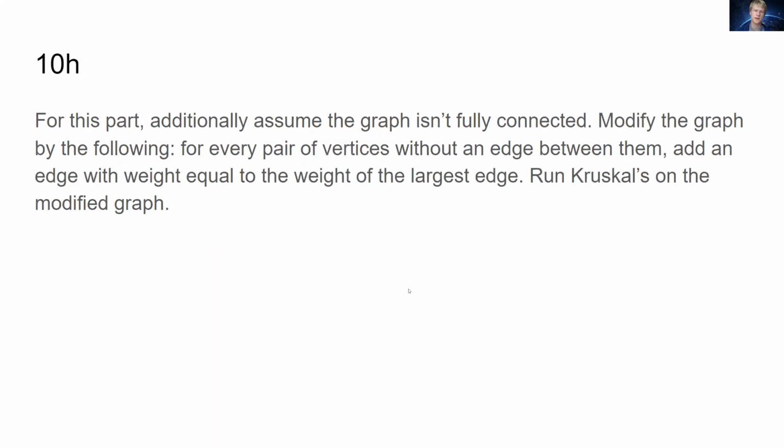Now 10H. For this part, assume that the graph is not fully connected, and then we modify it by going through every pair of vertices that doesn't have an edge, and then we add an edge with weight equal to the weight of the largest edge, and then we run Kruskal's. For this one, I think it's good to look at an example or some drawings.